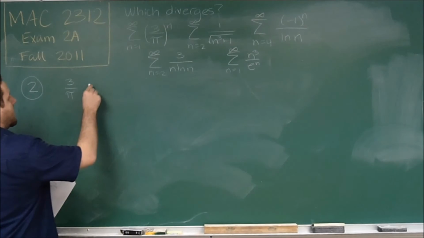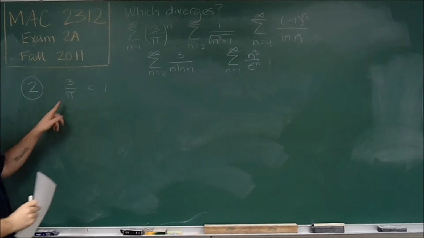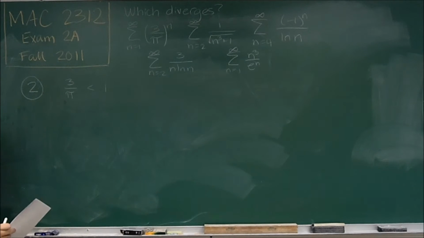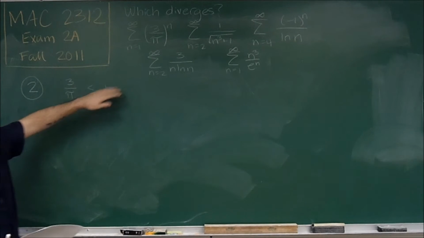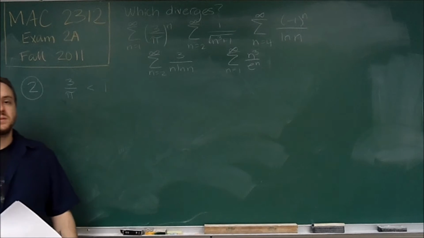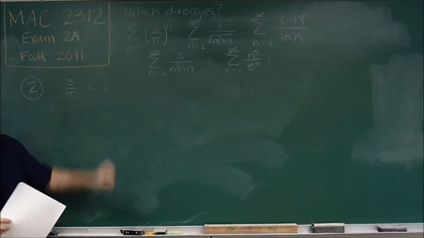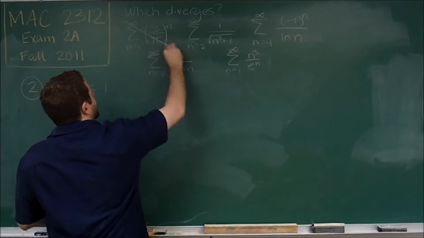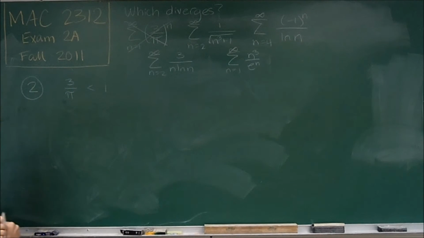So in this case, 3 over pi is less than 1 because pi is bigger than 3. Therefore, this fraction is less than 1, and therefore by the geometric series test, this would converge. So this does not diverge.